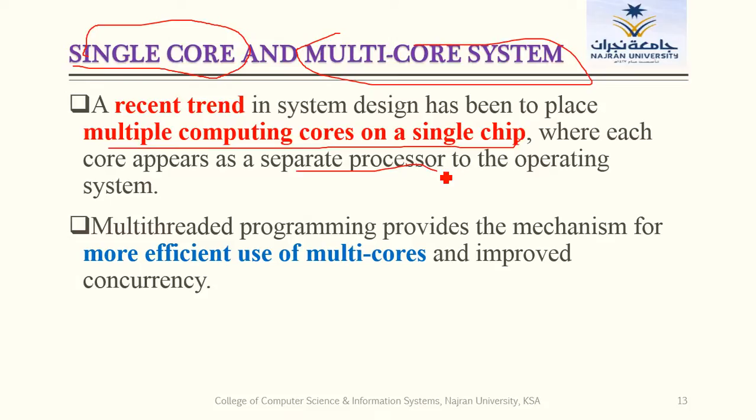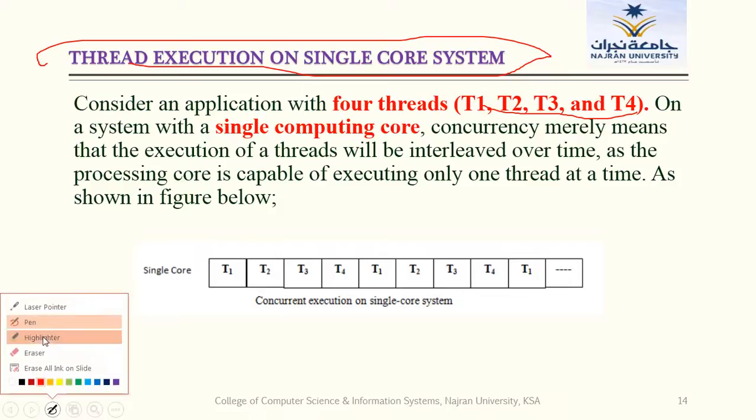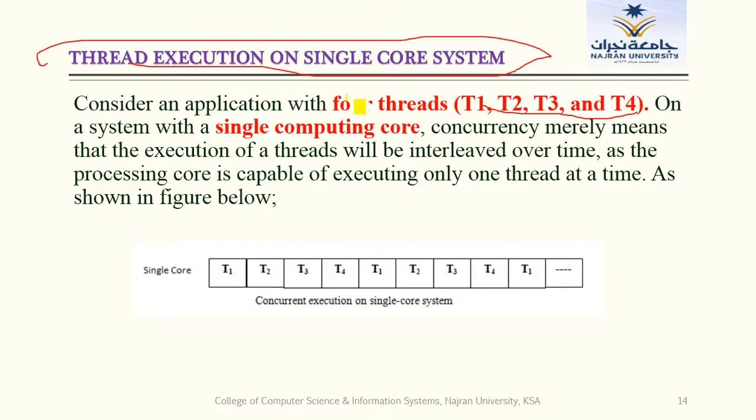Multi-threaded programming provides the mechanism for more efficient use of multiple cores. We have multiple cores, so we can efficiently use these cores. Let's suppose, in multi-thread execution on a single core system, we have only one single core. Consider an application with 4 threads, and normally we use capital T to represent the threads: T1, T2, T3 and T4. We have divided our process into 4 threads.